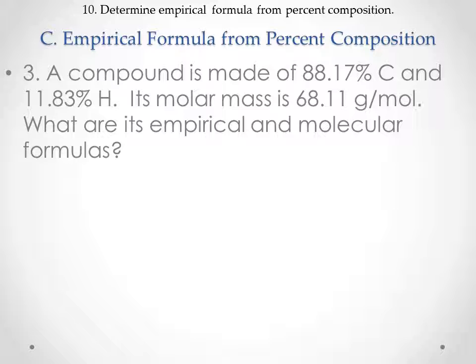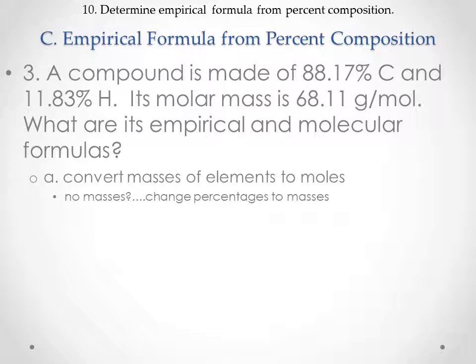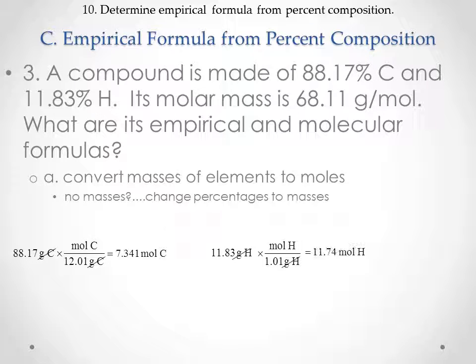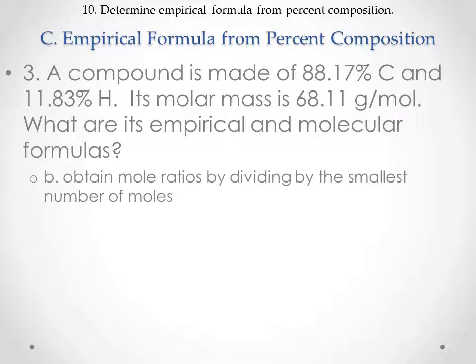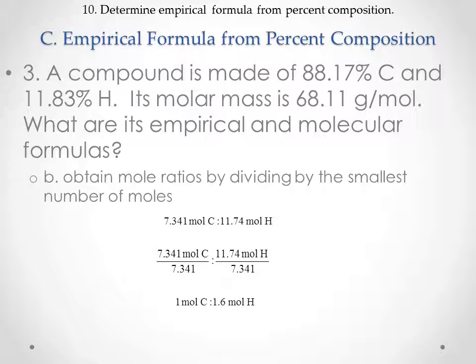So this is the same process we just used. The first step, we want to convert our masses of the elements to moles. So converting our mass of carbon into moles, again just using the molar mass, that gives you 7.341 moles of carbon. And then for hydrogen, that gives you 11.74 moles of hydrogen. So there's the first step. Second step, we want to find our mole ratios by dividing by the smallest number of moles. Again, the reason we divide by the smallest number is to ensure we get a number no smaller than 1. This is going to give you 1 mole of carbon to 1.6 moles of hydrogen.